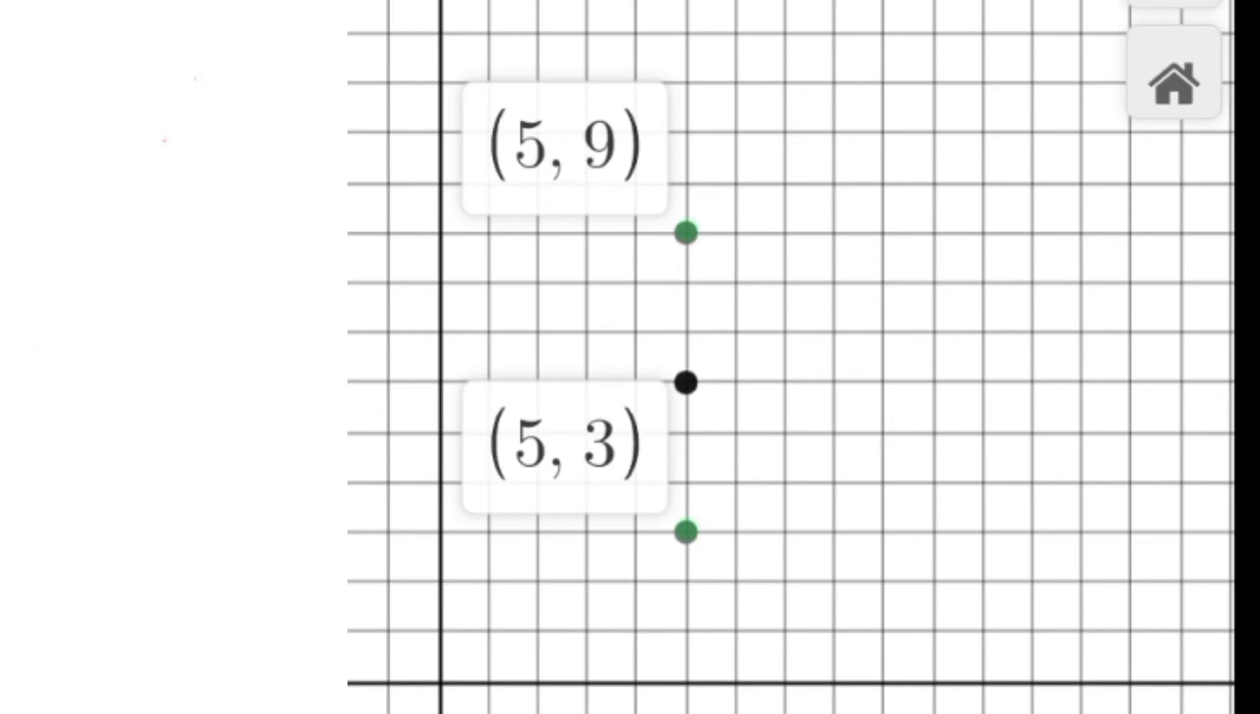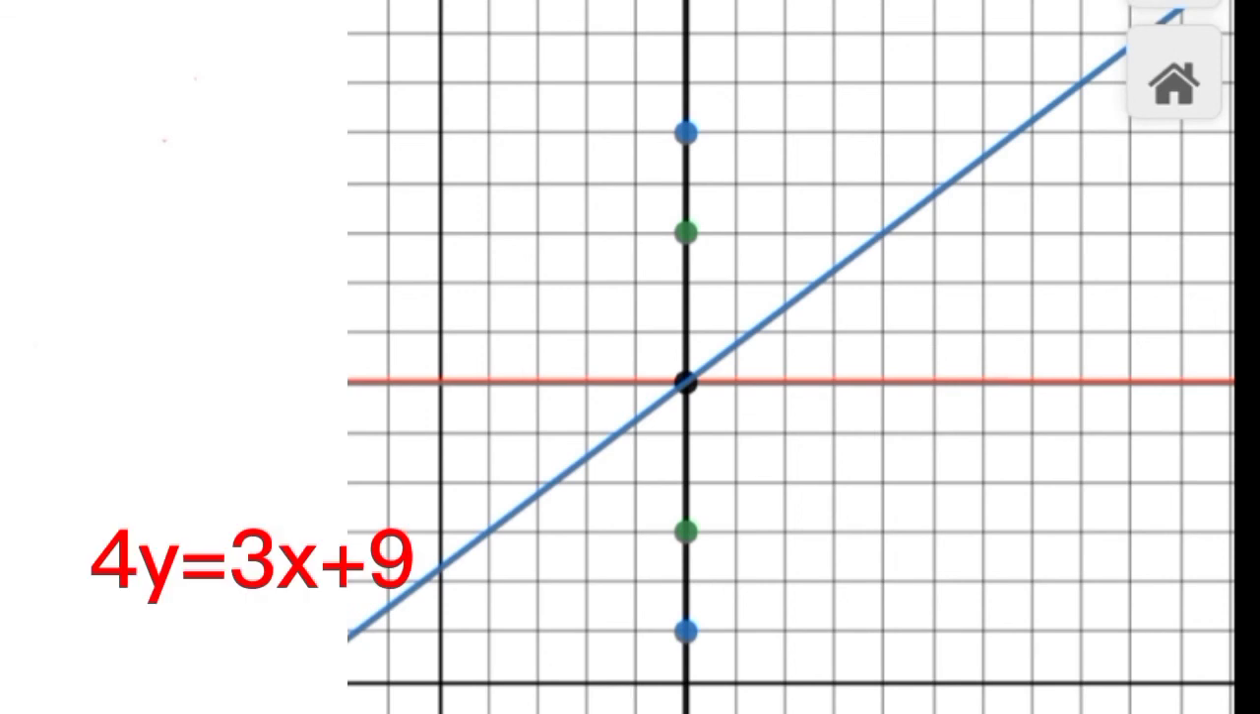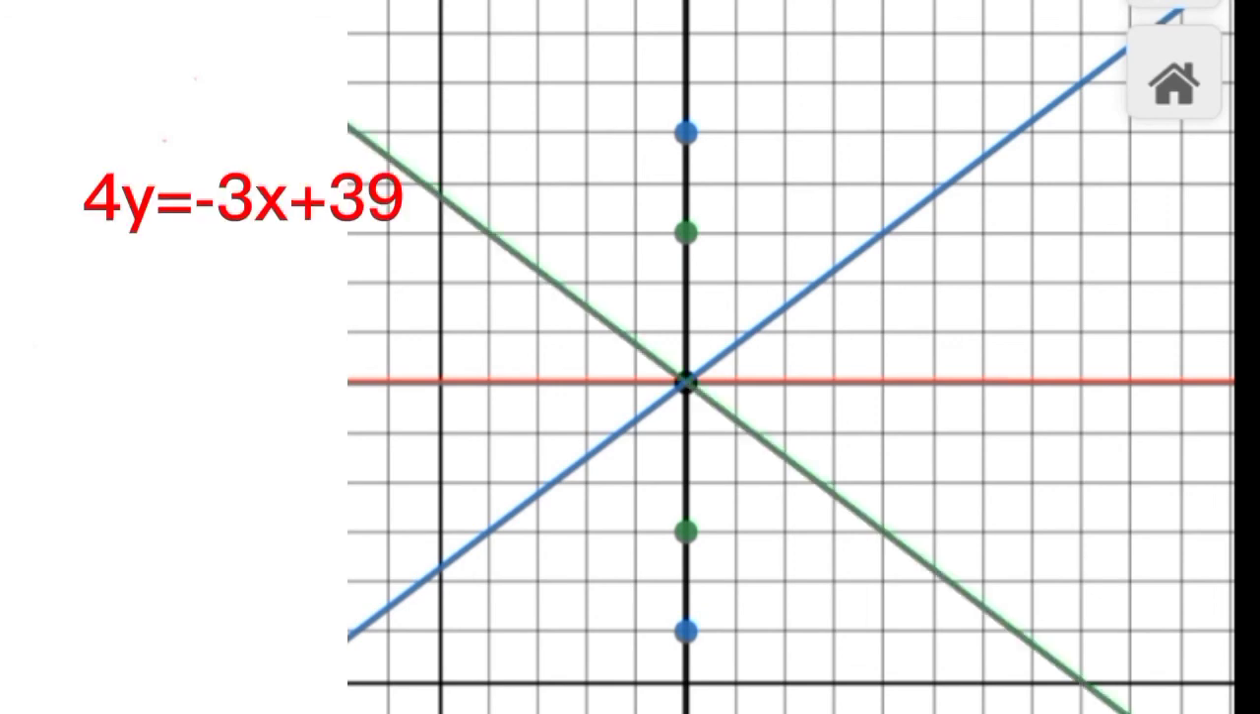Using the Cartesian plane, we are going to sketch the graph. First, plot the center (5, 6). The upper and lower vertices are (5, 9) and (5, 3). For the two foci, we have (5, 11) and (5, 1). Connecting these points, we have our transverse axis x equals 5, and the conjugate axis is y equals 6. The first asymptote line has the equation 4y equals 3x plus 9, and the second asymptote line has the equation 4y equals negative 3x plus 39.